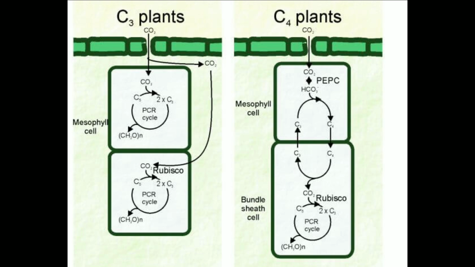C4 photosynthesis, on the other hand, produces a 4-carbon intermediate compound, which splits into carbon dioxide and a 3-carbon compound during the Calvin cycle. A benefit of C4 photosynthesis is that by producing higher levels of carbon, it allows plants to thrive in environments without much light or water.